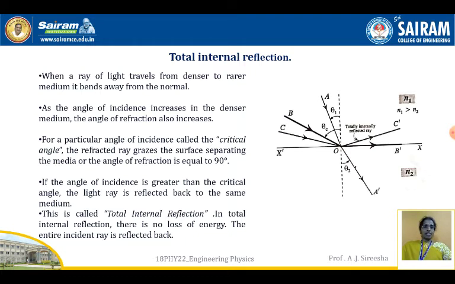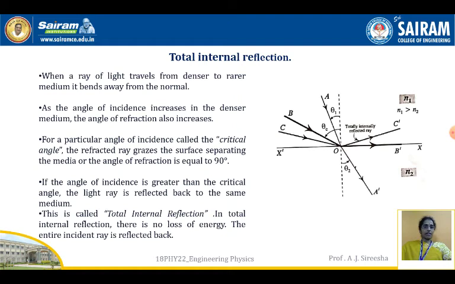Now consider another ray B, which is bolded there, for which the angle of incidence is increased. That means theta C is the angle of incidence for ray B. Now when you increase the angle of incidence here, B dash is the refracted ray. If you increase the angle of incidence theta C, what is happening to the angle of refraction B dash? If you see, it becomes 90 degrees.